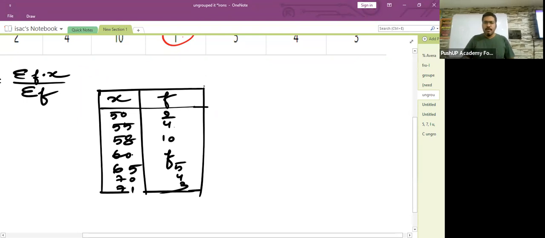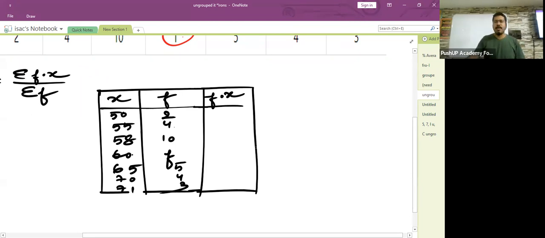Now, what will we do? We will create an extra column where we will find the values of f into x. Why? Because the direct method says you have to do sigma fx upon sigma f. Two more minutes left. Let us do it fast.